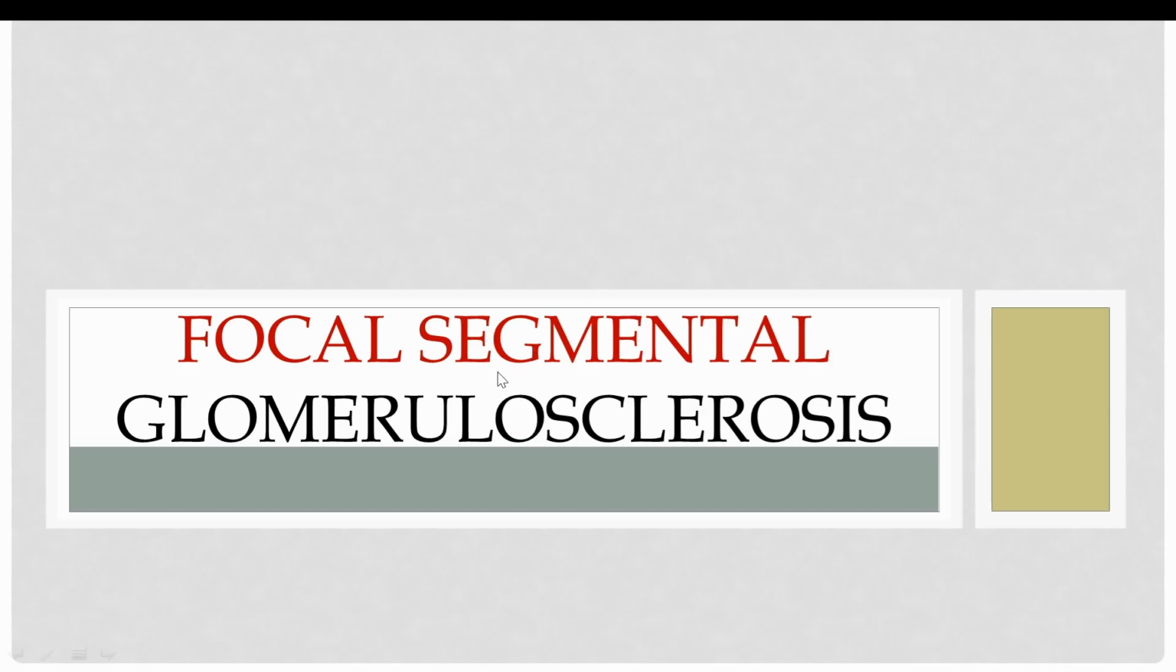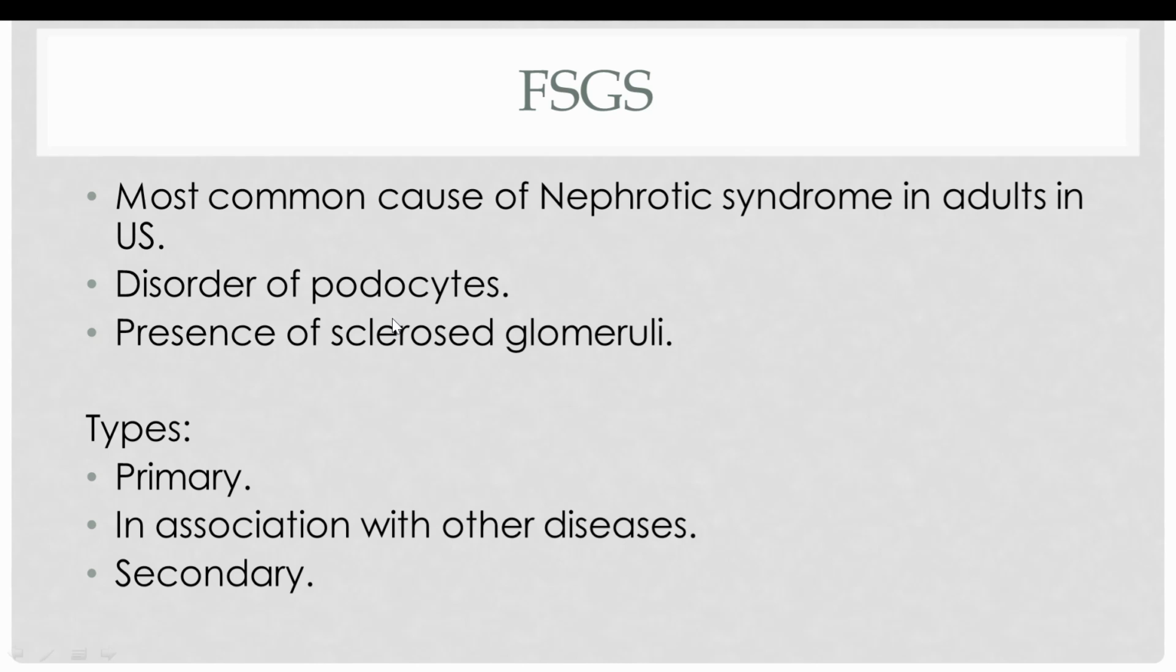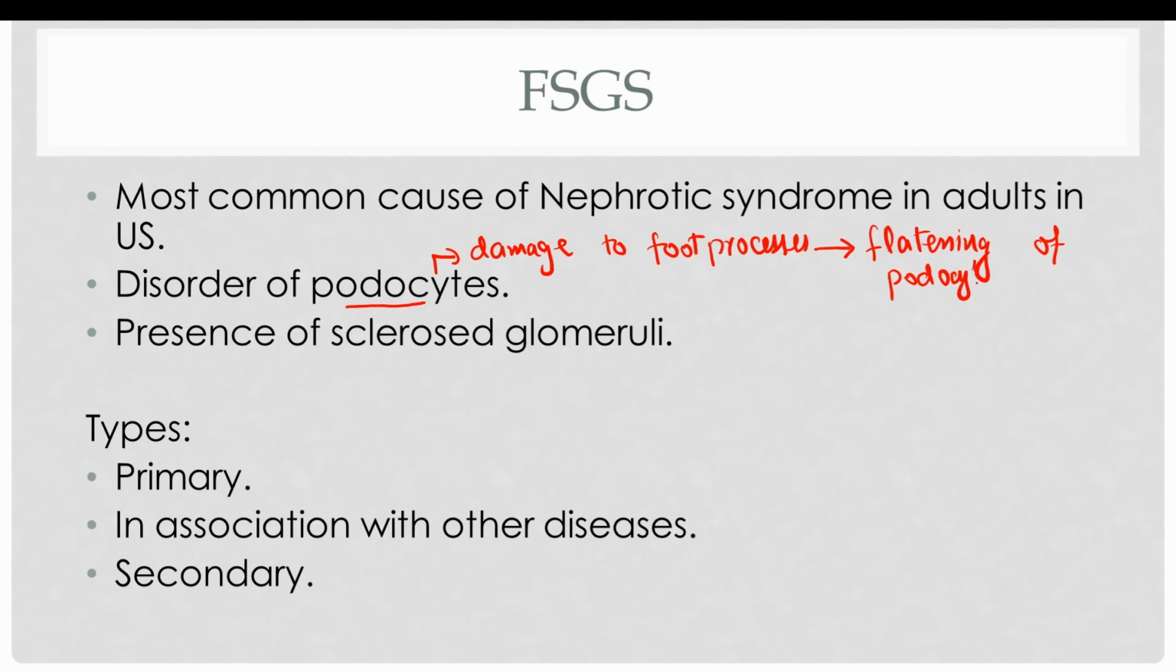Bismillahirrahmanirrahim. So the next topic in nephrotic syndrome is focal segmental glomerulosclerosis. Focal segmental glomerulosclerosis is one of the most common causes of nephrotic syndrome in adults in the United States. It is primarily a disorder of the podocytes, which results in damage to foot processes, causing flattening of podocytes. So the disease is typically characterized by the presence of sclerosed glomeruli.